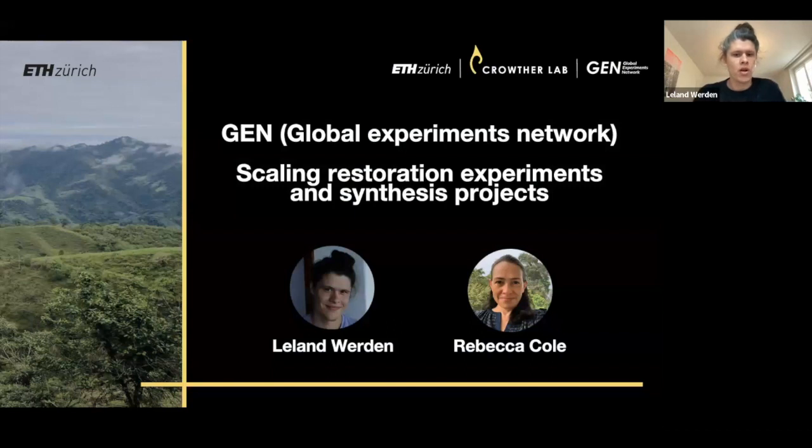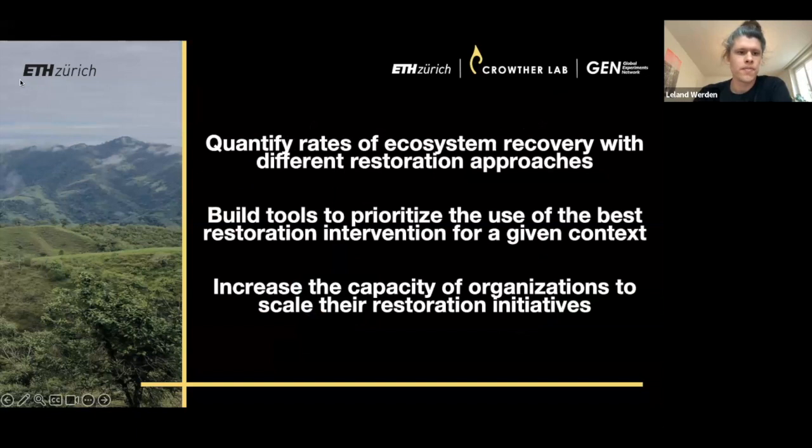So what my colleague Rebecca Cole and I have done is built on this incredible database that Restore has created and created what we call the Global Experiments Network, or GEN. And what we're doing is helping to work with some of these projects that are on Restore to scale restoration experiments and synthesis projects so that we can create these recipes of best practices for doing restoration and conservation around the world. And we do this in many ways.